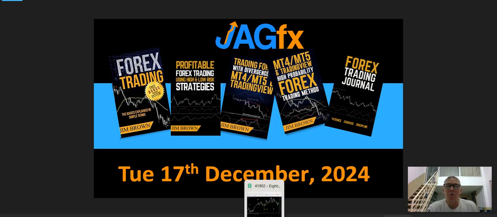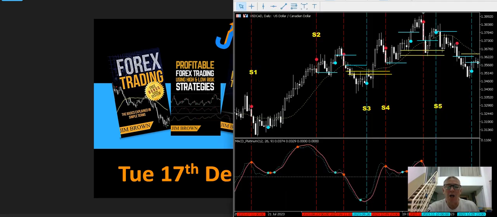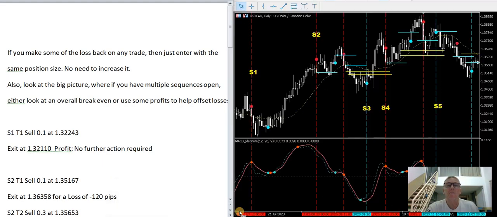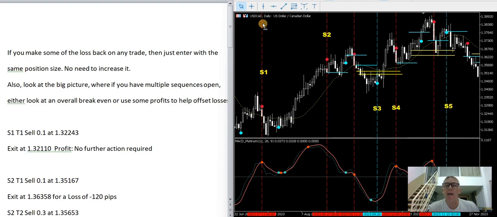Righto, now all I'm going to do is bring up my chart and a Word document. In that previous video, we had a look at the USD CAD. This is the daily chart. This is for the loss recovery based on the MACD Platinum method. Now, I'll briefly go into it. As you can see, I've marked up the chart here. I've got this Word document on the left.